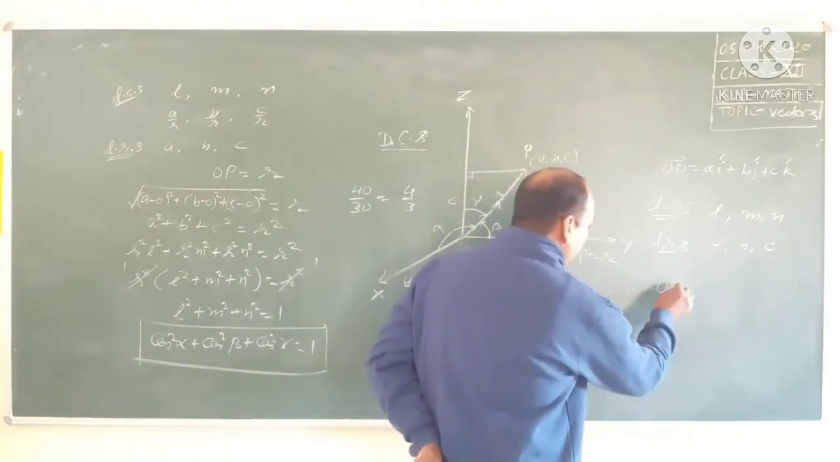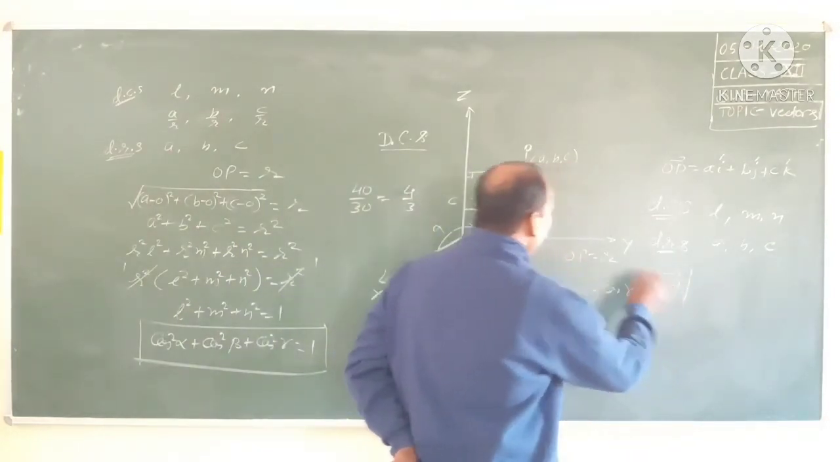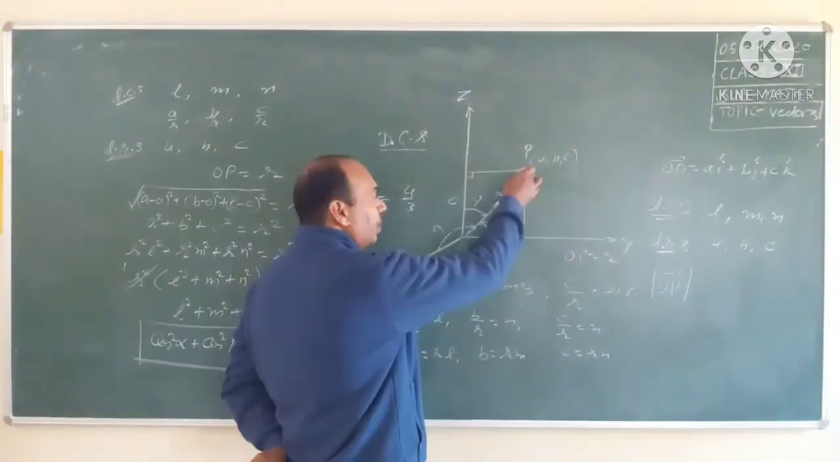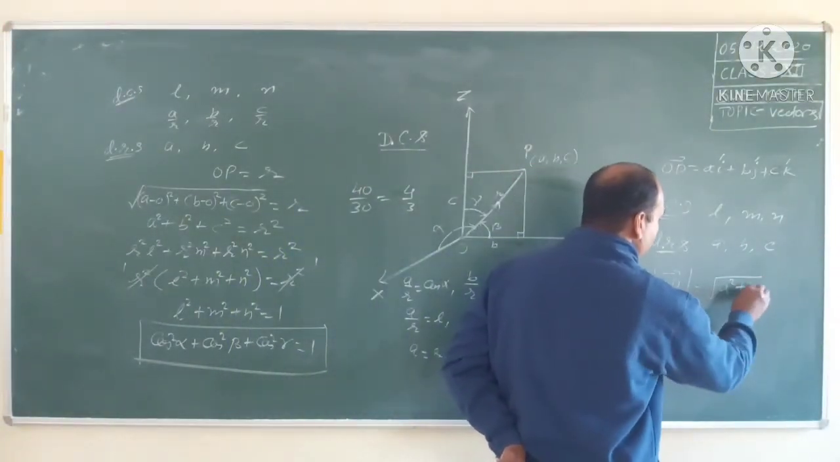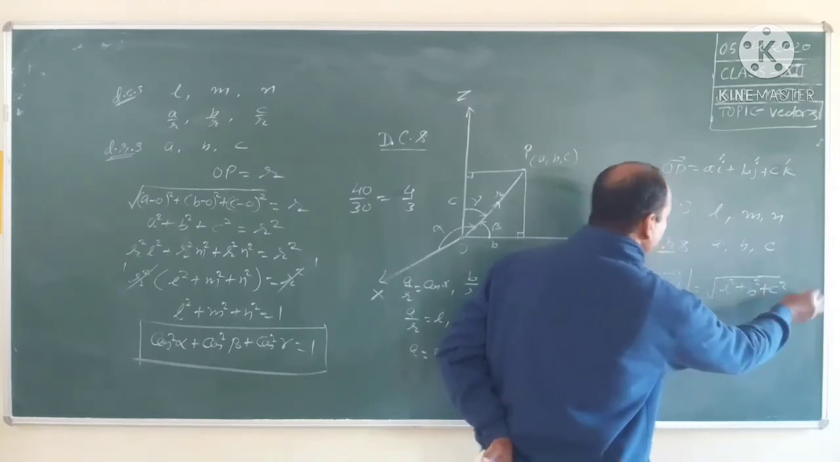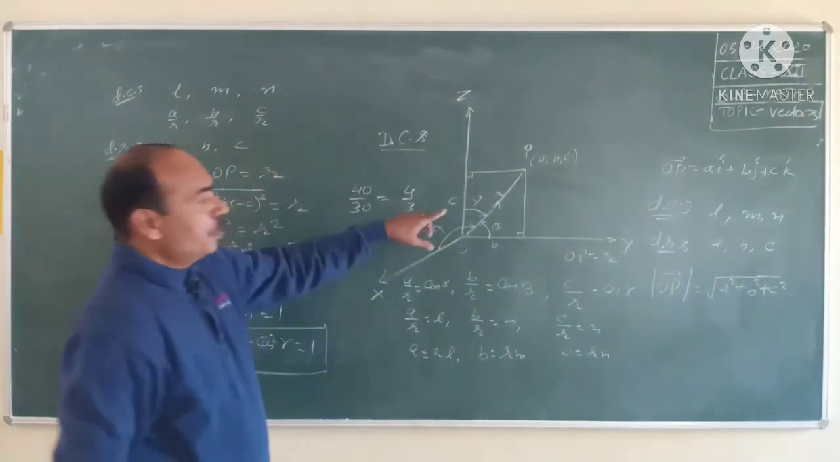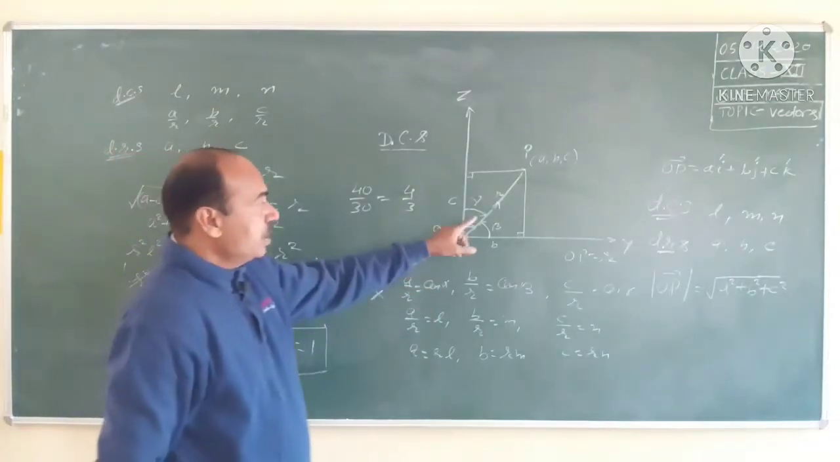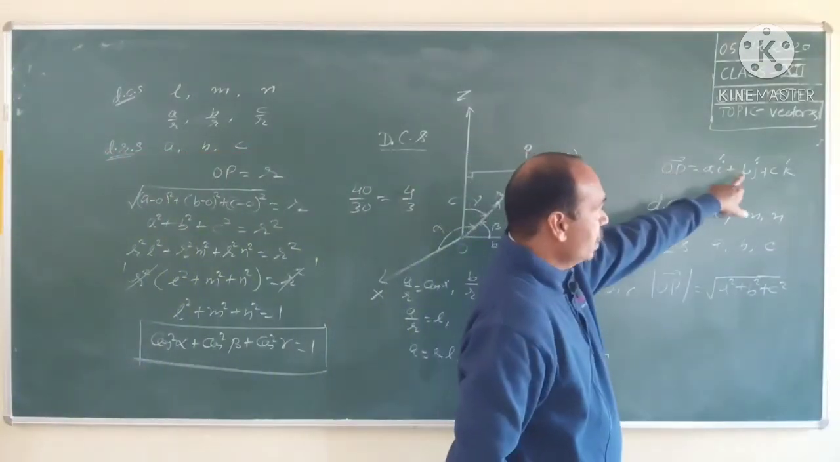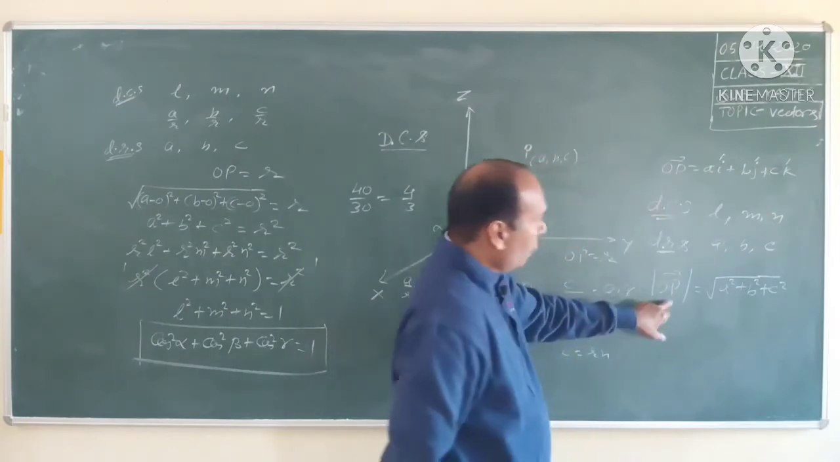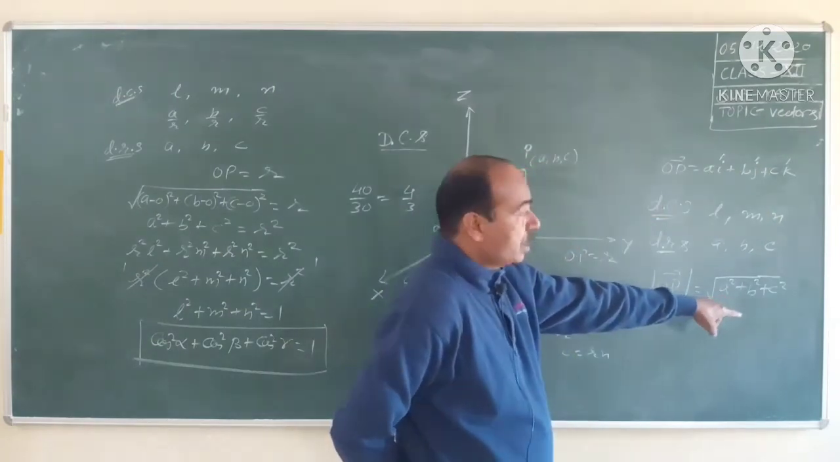So one more thing, mod of OP means the distance from O to P. Its mod value is under root A square plus B square plus C square. So this is vector OP, which is AI plus BJ plus CK, and mod of OP is under root A square plus B square plus C square.